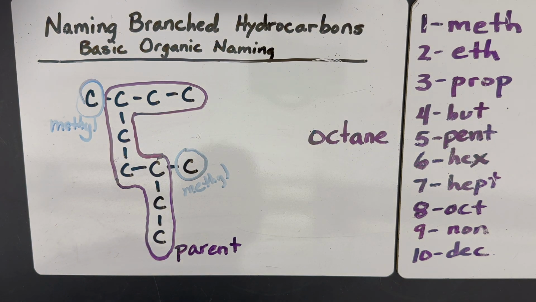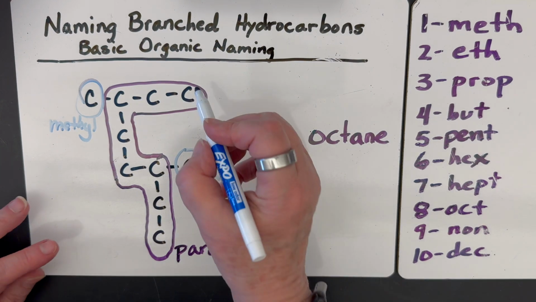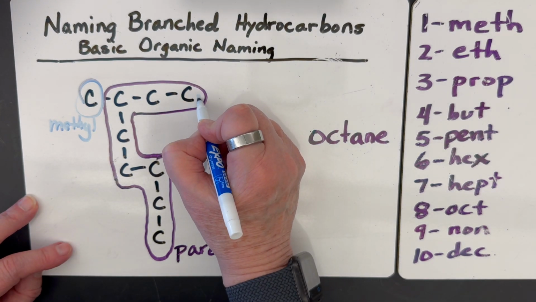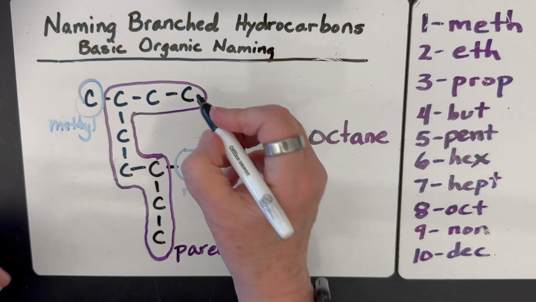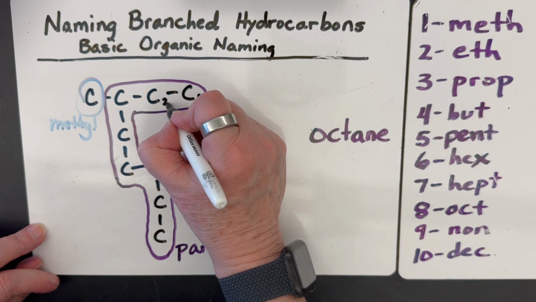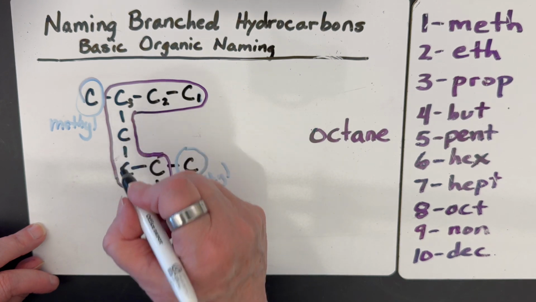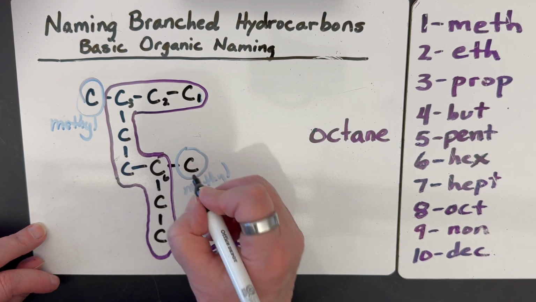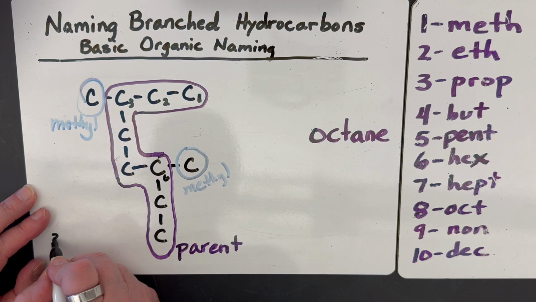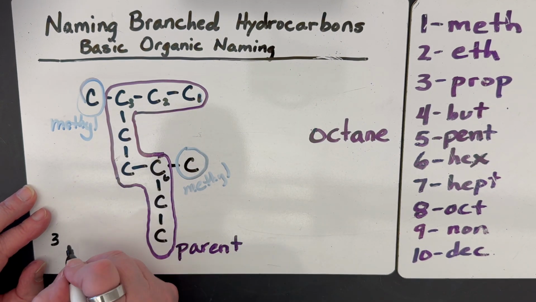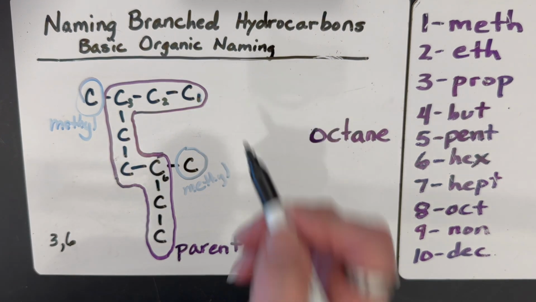And we want to start counting at the end of the chain closest to the groups. So if I start here and make this carbon 1, this is carbon 1, 2, 3, 4, 5. This one would be 6, 7, 8. So I'd have one off of the 3 and one off of the 6 if I number from this end.